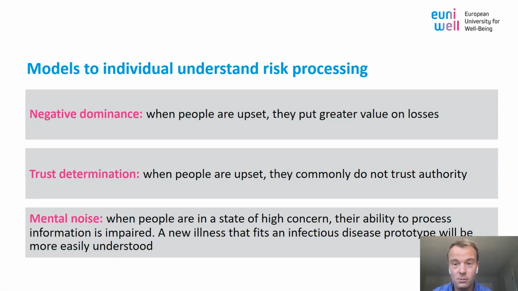Trust determination. When people are upset, they commonly do not trust authority. That does not put scientists in a really good position. When people are upset, they will be less likely to trust credibility and classic authority. Mental noise. When people are in a state of high concern, their ability to process information is impaired. Now, I think we've all been there and we all felt that. What's interesting here is that the same model posits that a new illness that fits an infectious disease prototype will be more easily understood. So if we come out during a new pandemic and say, this is going to be just like the flu, people will ease into that very quickly. And they say, ah, I know that. I think I know that. I know the risk. It's familiar. I'm much more at ease with that.